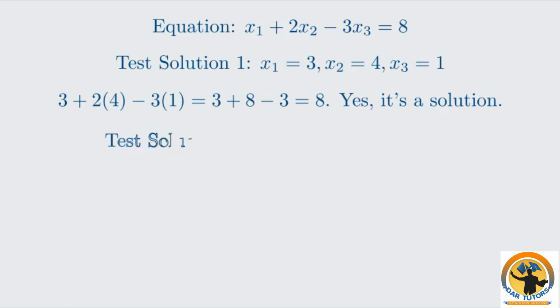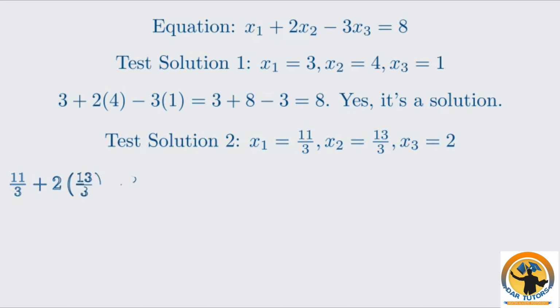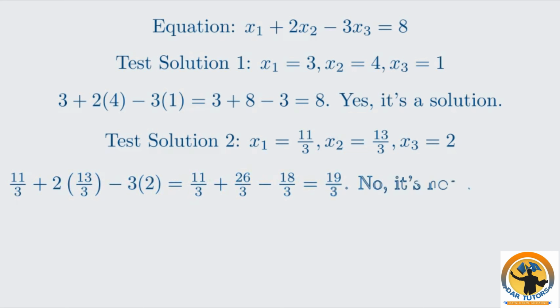Now let's test another set. x1 equals 11 over 3, x2 equals 13 over 3, and x3 equals 2. Substituting these values, we get 11 over 3 plus 2 times 13 over 3 minus 3 times 2. This is 11 over 3 plus 26 over 3 minus 18 over 3, which equals 19 over 3. Since 19 over 3 does not equal 8, this set of values is not a solution.